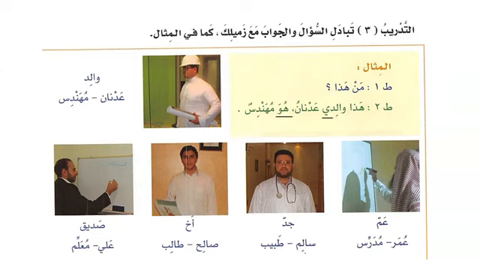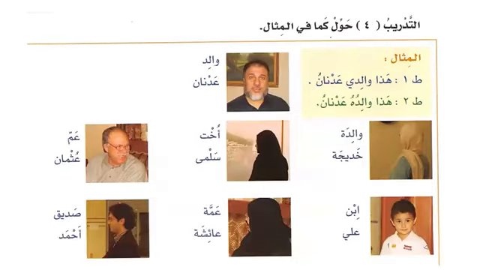And similarly, if you say man hadha, you can say هذا عمي or هذا جدي. For example, as you can see here, هذا جدي سالم هو طبيب. من هذا؟ هذا أخي صالح هو طالب. من هذا؟ هذا صديقي علي هو معلم. So based on this example, you can practice the dialogues over here. حوّل كما في المثال. حوّل means change. Change as you see in the example. So change what? Change the information. For example, here we have Walid and Adnan. So you say هذا والدي عدنان, هذا والده عدنان.